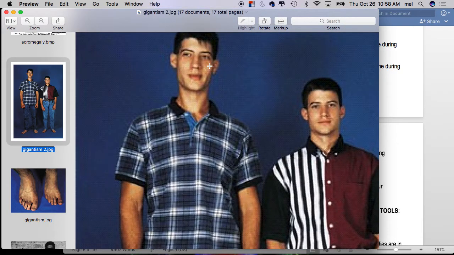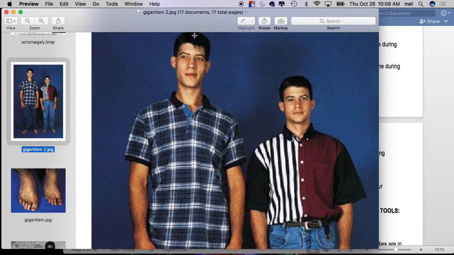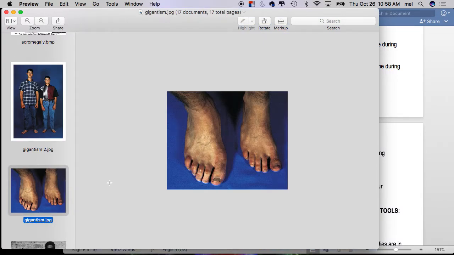And he also has the next thing. You can see how thick his jaw is and his brow is and his zygomatic arches compared to his brother. These are their feet, those two boys. The difference in size of their feet.